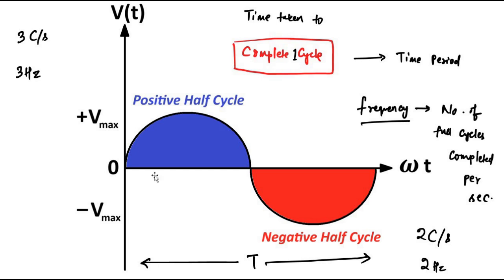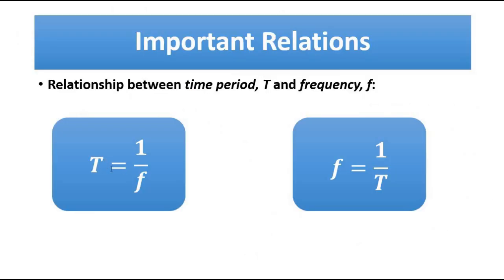Here there is an important relationship between time period and frequency. Both are inversely related. Time period is the reciprocal of frequency, and frequency is the reciprocal of time period. T is equal to 1 by f, f is equal to 1 by T. This is the inverse relationship.